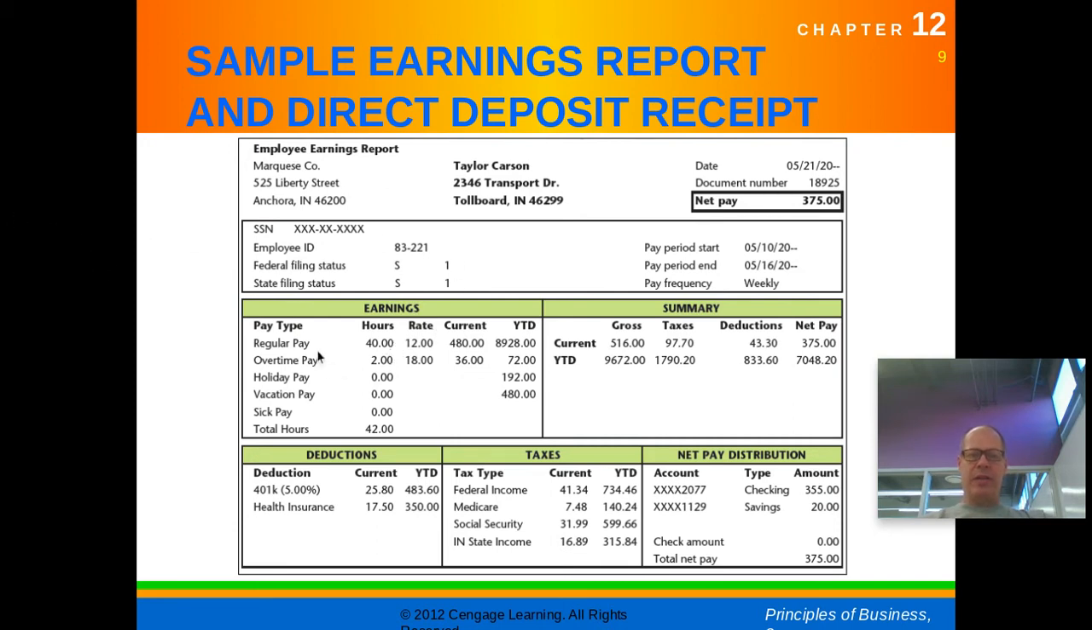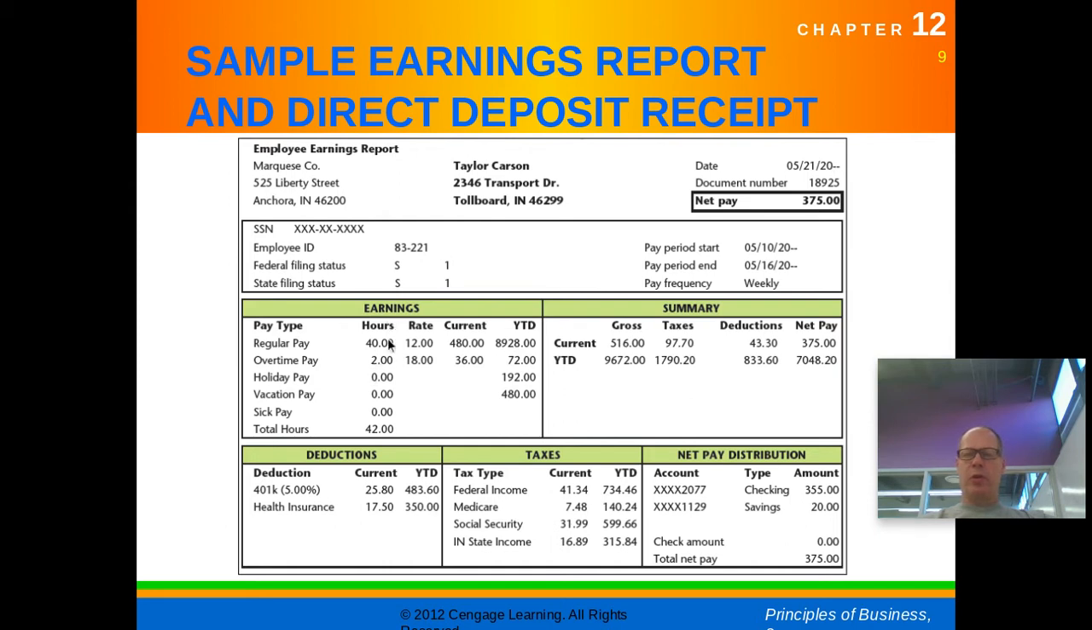And the two things I really want to talk about here is the difference of regular pay and overtime pay. They had 40 hours of regular pay. They're getting paid $12 an hour. Multiply those together, and the current for this check, they made $480 gross. Gross means total. For the year to date, that means so far, for whatever year, say this was 2020, they made $88,928.